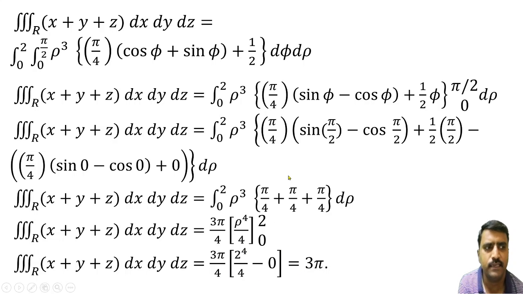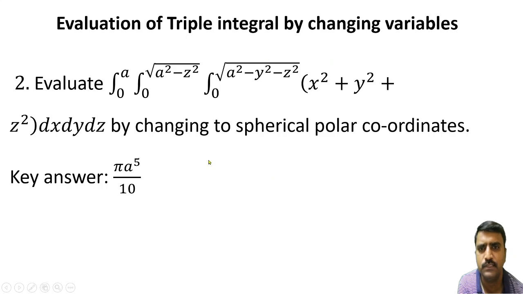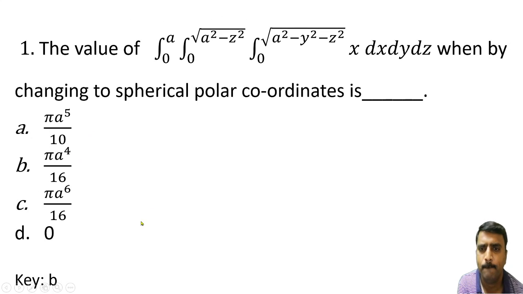So like this we can evaluate the triple integrations by changing into spherical polar coordinates. So if possible, try to solve this problem. Evaluate integration from 0 to a, 0 to root of a square minus z square, 0 to root of a square minus y square minus z square, x square plus y square plus z square into dx dy dz. So by changing into polar coordinates, you may get its answer is pi into a to the 5 by 10. Okay, so thank you.